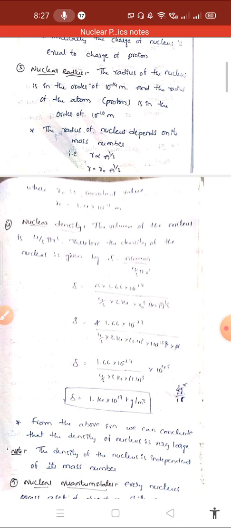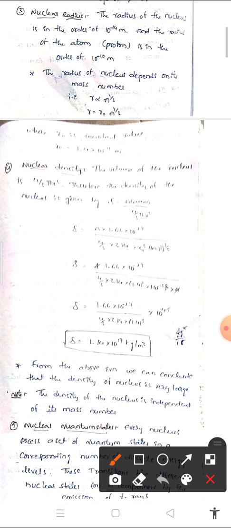Now coming to the nuclear density. Nuclear density means what? In general, density means mass per volume, right? That is the definition of density. The density is denoted by mass per volume. Here volume means what? The nucleus is in the shape of a sphere. Sphere volume is 4 by 3 into pi r cube, and in the numerator it is mass.